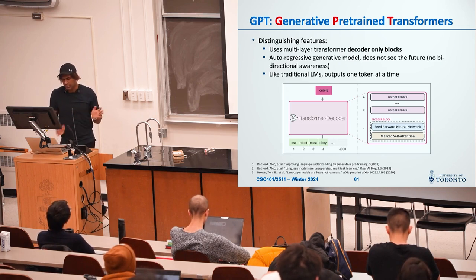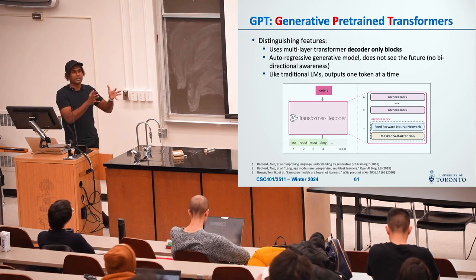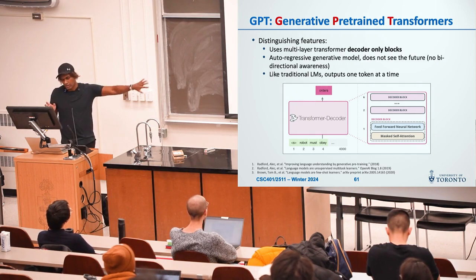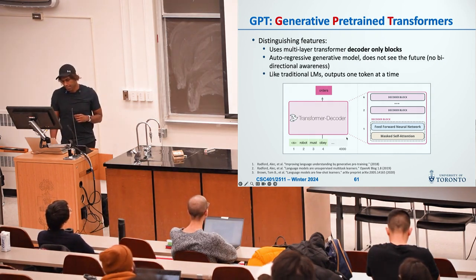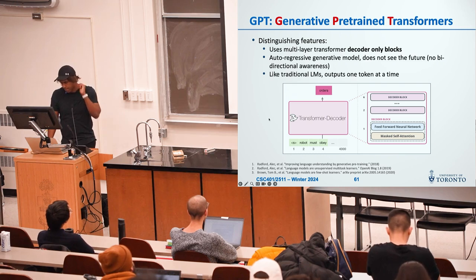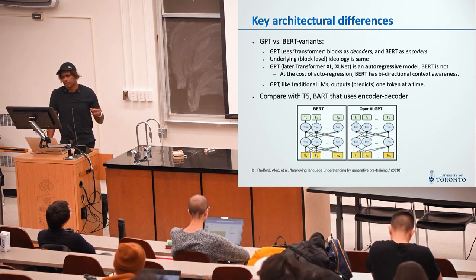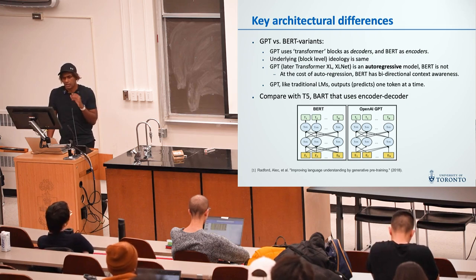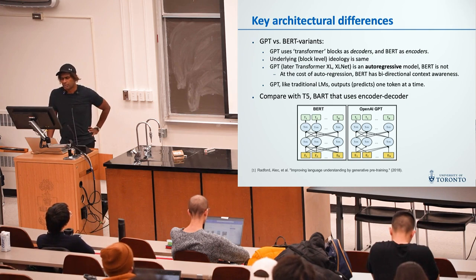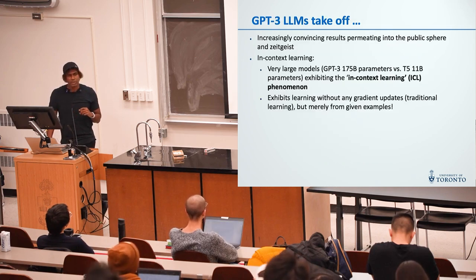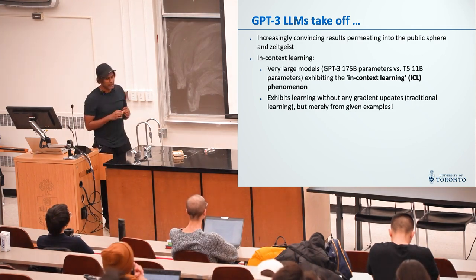Distinguishing features: with BART, we said to think of the transformer model and cut away the decoder piece. Here, you're going to think of just the decoder piece. You're throwing away the encoder piece, okay? On that same vein, the main difference is that it's a decoder-only block, but the block level ideology is the same. A few other models use the same idea of being an auto-regressive model, like Transformer XL and XLNet.